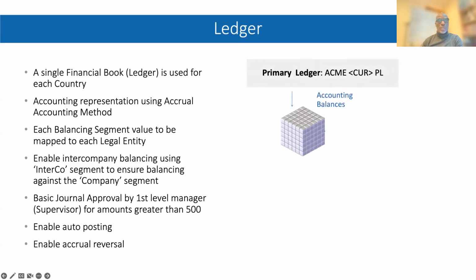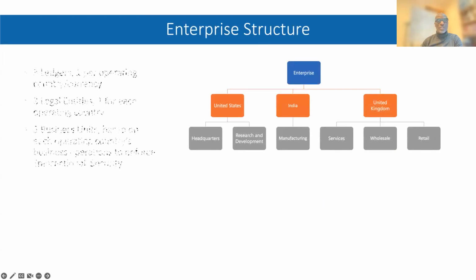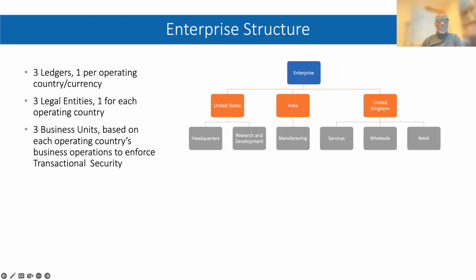And we are going to be using the standard cube. Again, we'll be looking at that in a bit more detail when we look at reporting. But that just gives you the multi-dimensional cube, which is enabled for reporting. These dimensions are all out of the box. You don't need to build them. They already exist. So for the enterprise structure, we have the standard structure that we mentioned.